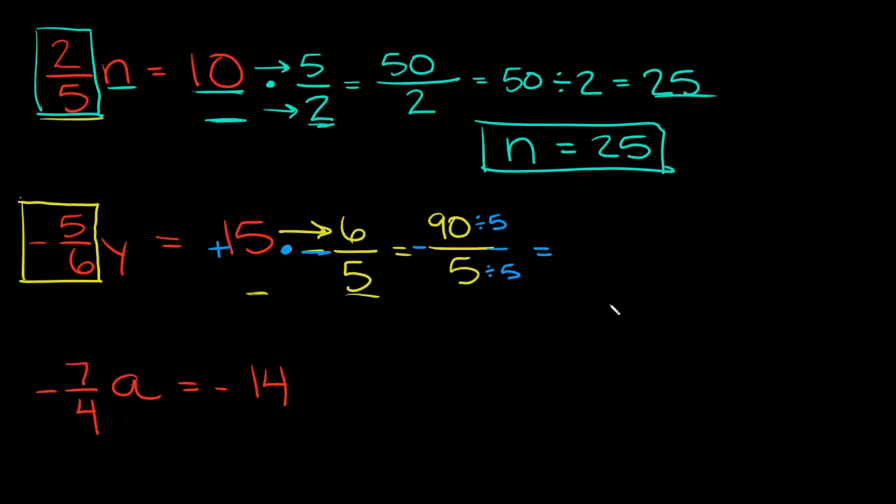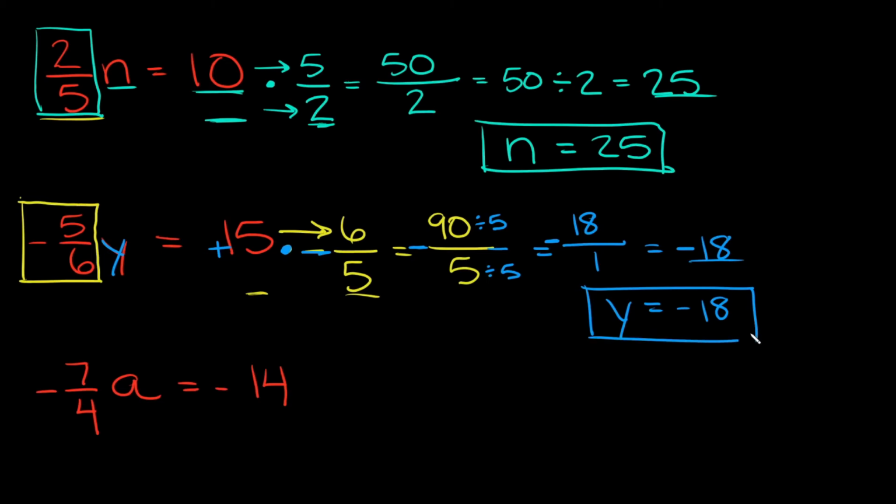So what's 90 divided by 5? Well, you could do a little long division, but it's simply equal to 18. And then that's going to go over 5 divided by 5, which is just 1. And remember, our answer here is negative. So here we're left with negative 18 over 1. 18 over 1 simplifies to just 18, and remember, our answer is negative, so this is negative. Okay, so our variable y is equal to negative 18. And there's your answer. Boom.